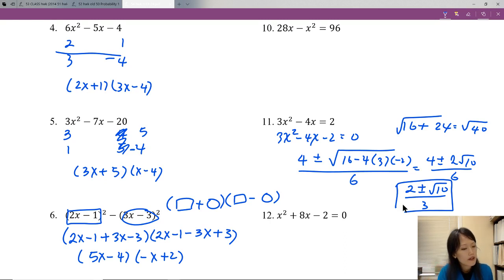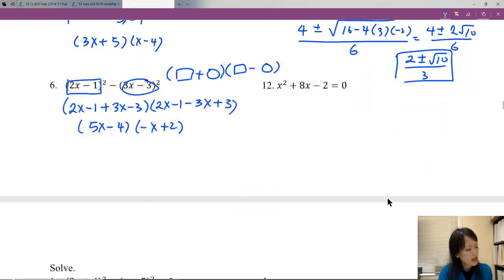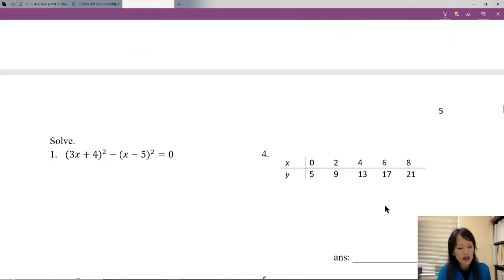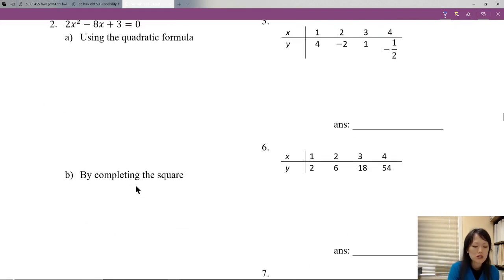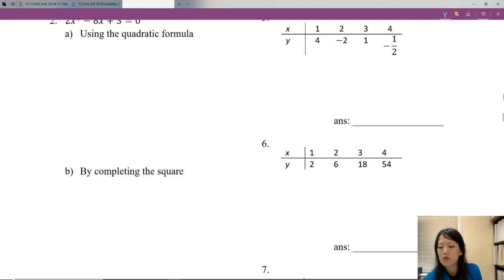Next page, page 5. What's the best way to do, let's see. Let's do it by completing the square now. Number 2. Next page, complete the square. Well, you have to. What if they ask you to complete the square?